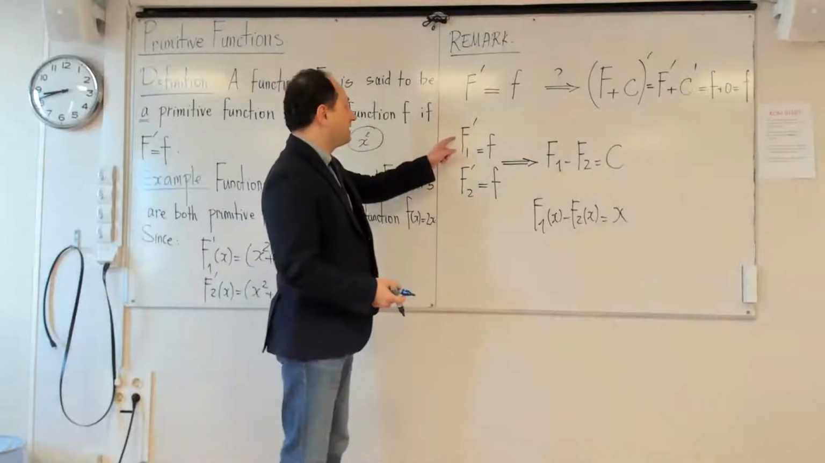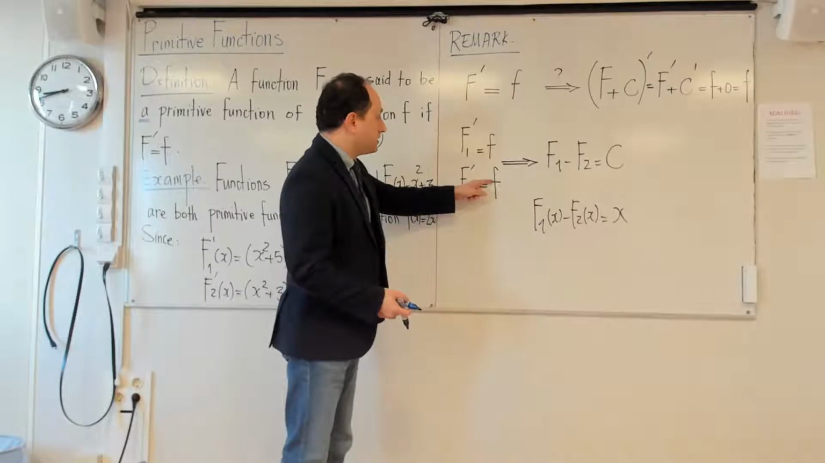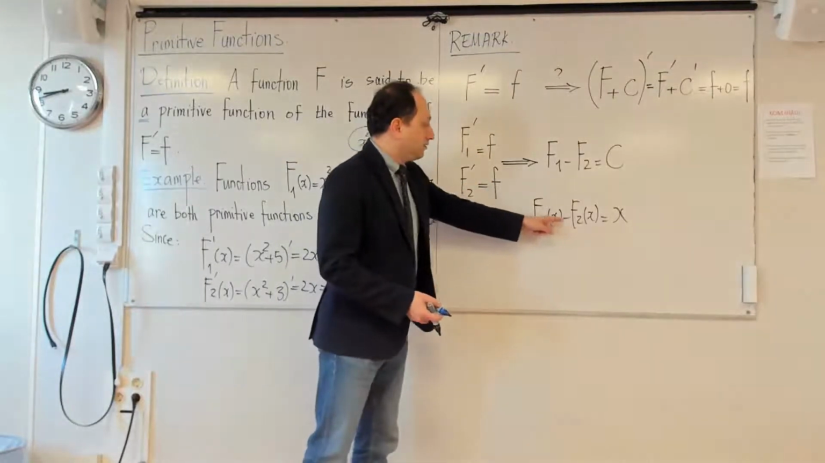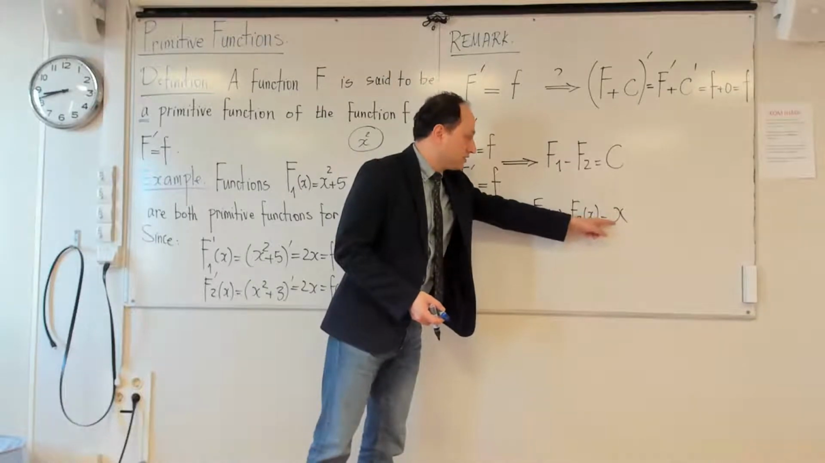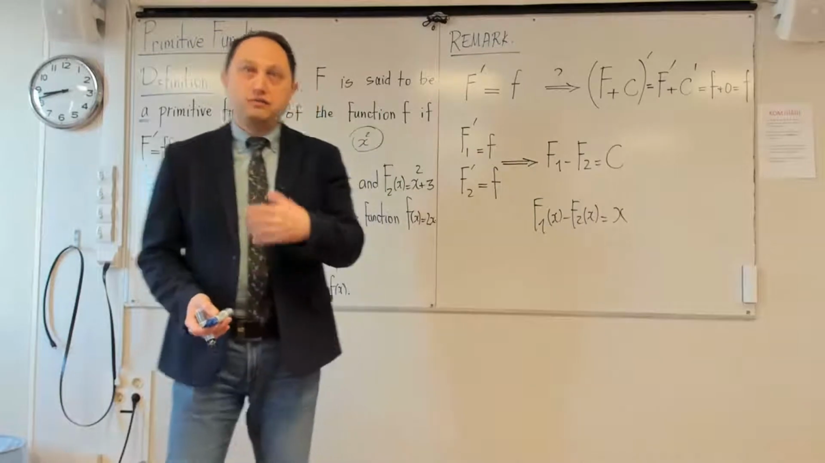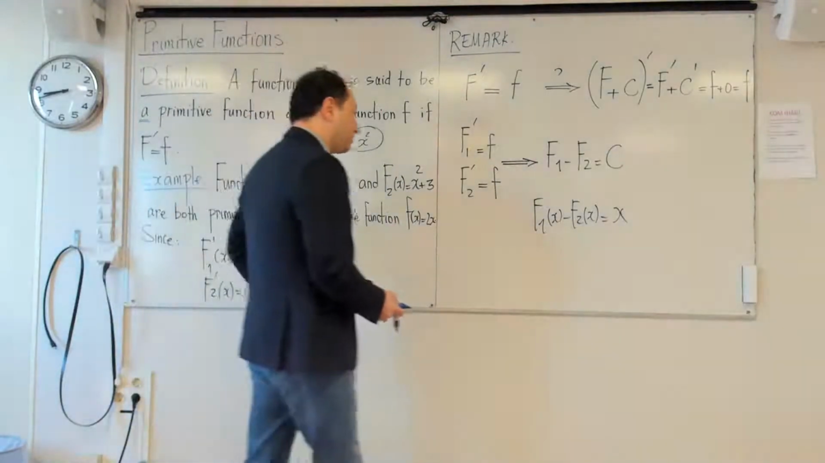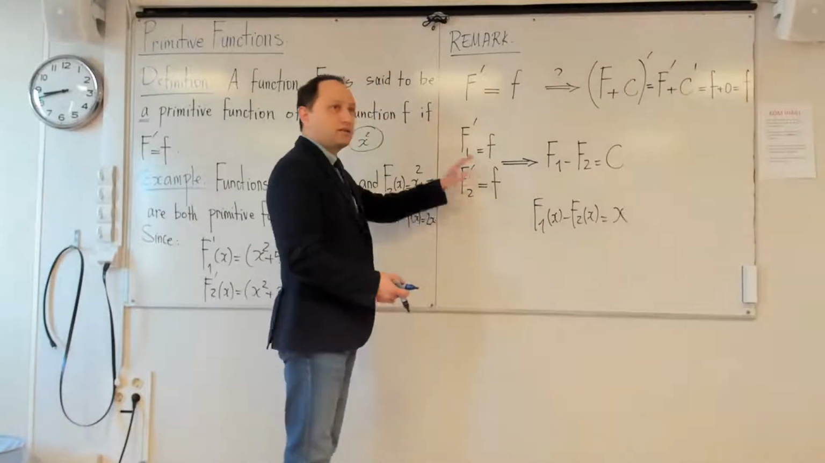Because you are saying that these two functions are primitive functions of this, and now you are saying to me that the difference between functions f1 and f2 is x. This x is not a constant. So this is definitely wrong. This is not trivial, but you need to trust me that this is actually a theorem in mathematics. Is that understandable?